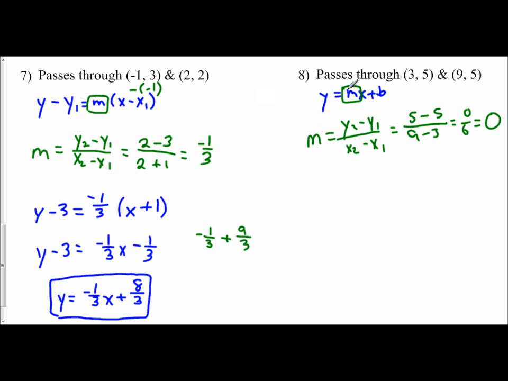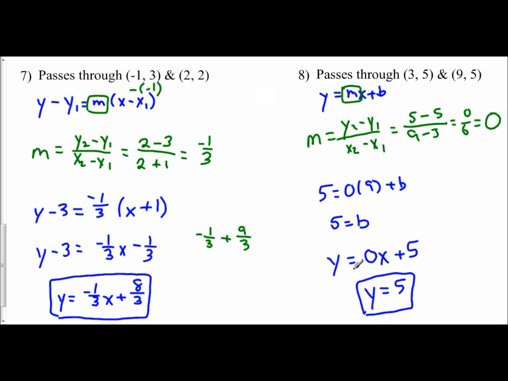So I have y, and it doesn't matter which point I use. Let me do the (9, 5) to show it doesn't matter if I use my first point or my second point. So I'm going to use 5 for my y. My slope is 0, and I'm going to use 9 for my x. 0 times 9 is just 0, and so 0 plus b is 5, so my y-intercept is 5. And so I have y equals 0x plus 5, but we never write down a 0 as a coefficient. So the final answer is y equals 5.